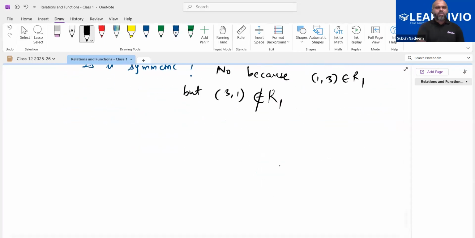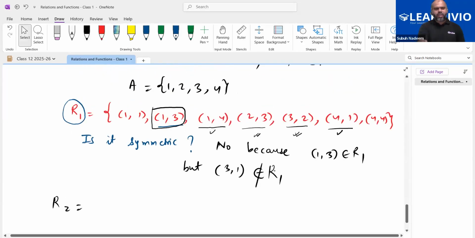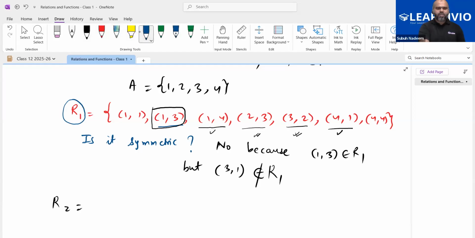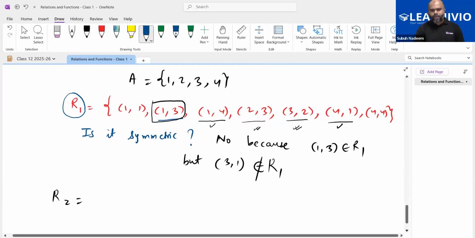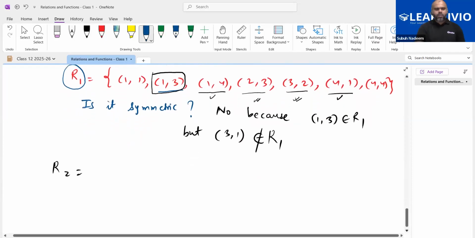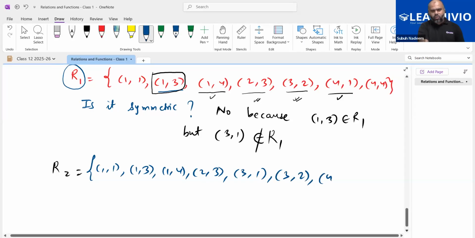But if we take a relation, suppose R2, and we do one thing there: we take the same elements which we have taken, like (1, 1), (1, 3), (1, 4), (2, 3), (3, 1), (3, 2), (4, 1) and (4, 4).